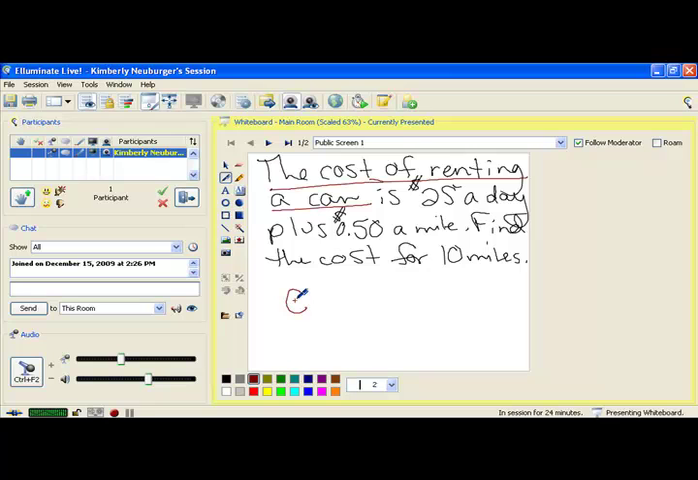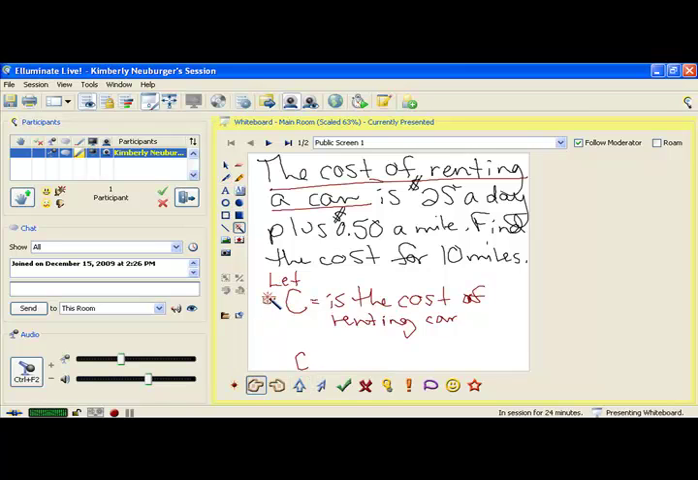Now often when you have variables for a story problem situation, what you'll do is you'll say "let," and then you'll define what it is. So C is the cost of renting the car. Now let's read on. We've got our C for our equation right here, and we've defined it right here. Reading on, it says "is," which we know is an equal sign, so we'll put an equal sign in our equation here.